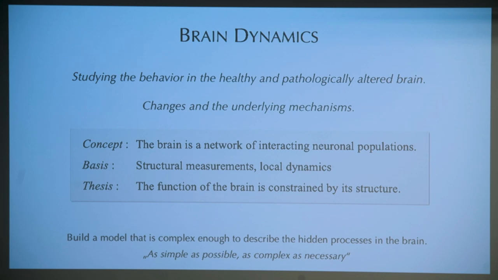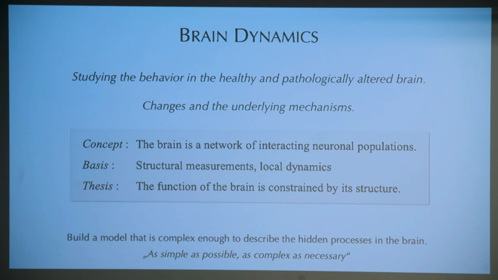And of course, with the modeling, we can go very complex. There's a kind of trade-off between the mathematical side, something that we can then really explain, and the detail. So we try to explain the brain dynamics, the behavior, with models that are as simple as possible, as complex as necessary. Okay. Questions so far? You can interrupt anytime. Okay.